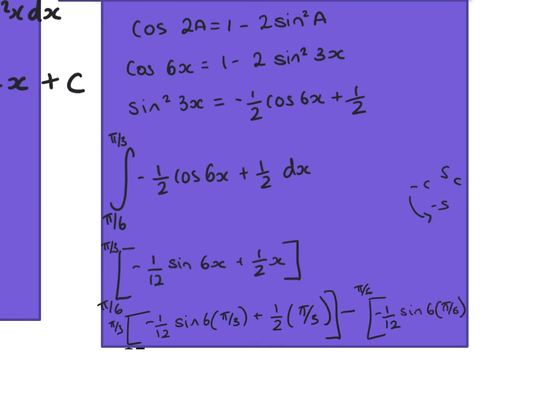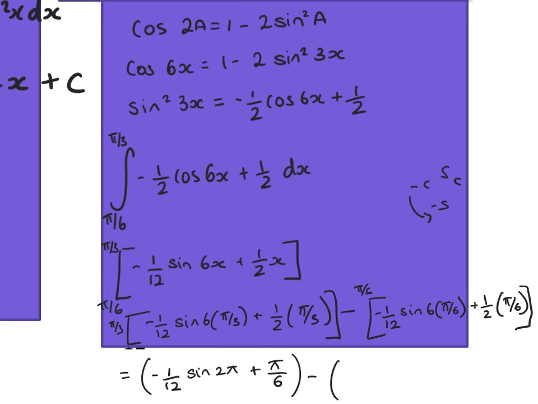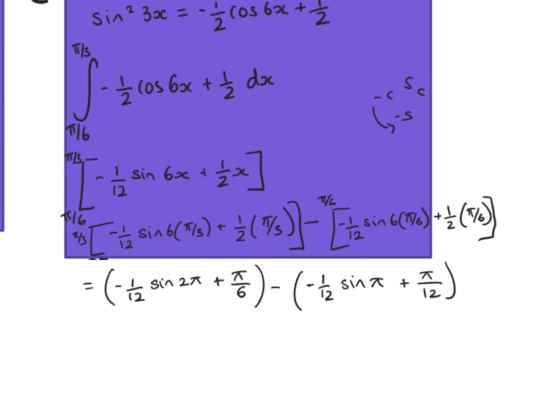Then we know that's going to give me minus 1 over 12, pi over 3 times 6 is sine of 2 pi, plus pi over 6, because a half times pi over 3. Then I'm going to minus 1 over 12, sine of 6 times pi over 6, which is just pi, sine of pi, plus pi over 12. Now, we know that sine of 2 pi is 0, so minus 1 over 12 times 0, plus pi over 6. Sine of pi is 1. No, it's not. It's 0. So then we're going to get minus pi over 12.